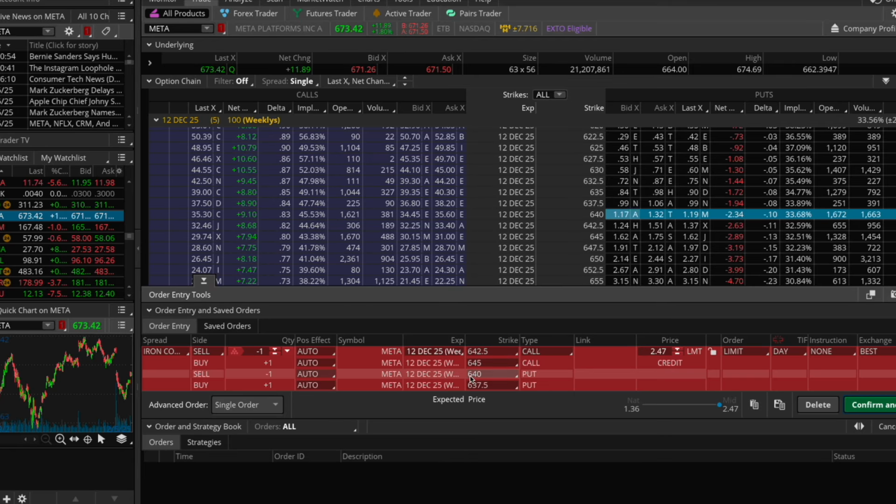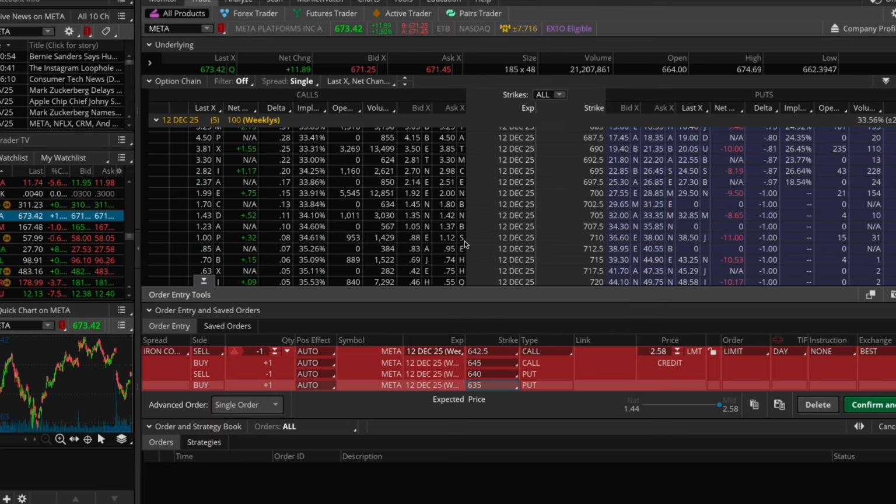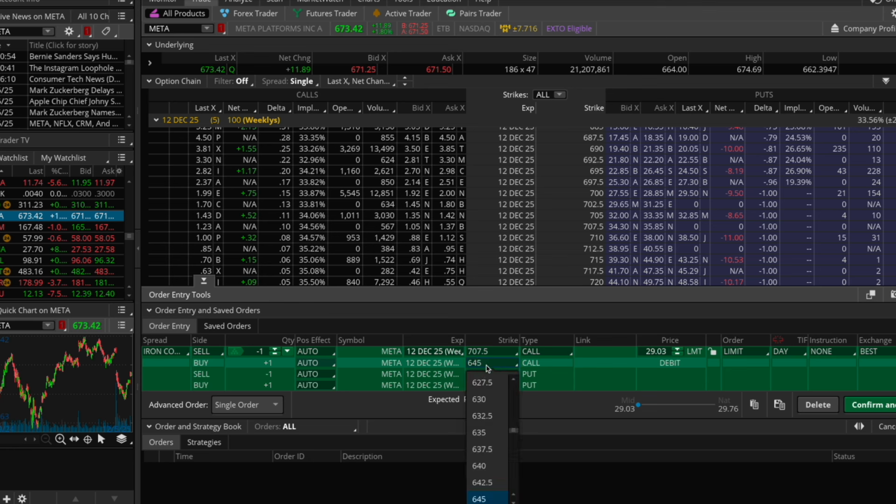So let's walk through it on the put side first. If I was selling a 640 put and then I was buying a 635 put, and then I'm going to go to the 10 delta on the call side, and that would be a 707.50 call. So we want to change this call here, 707.50. And then we are going to be buying $5 more than that. So $712.50 right here. So let's just check our information.